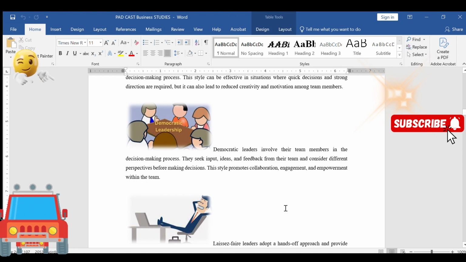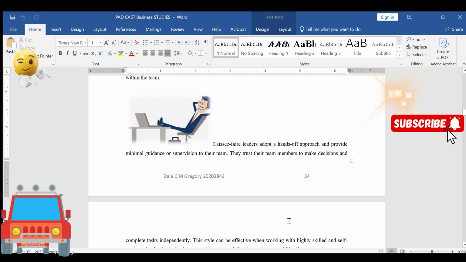We have democratic leaders, who involve their team members in the decision making process. They seek input, ideas, and feedback from their team and consider different perspectives before making decisions. This style promotes collaboration, engagement, and empowerment within the team.